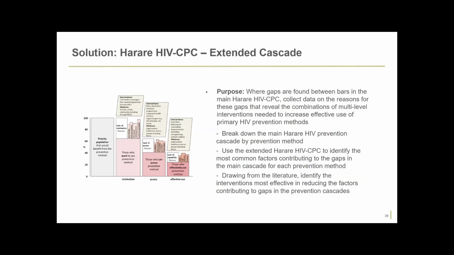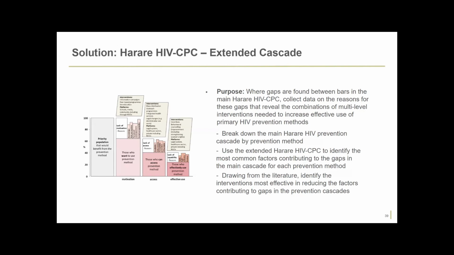As you can see, from the priority population, which is bar number 1, out of those that are motivated to use these particular prevention methods, why do people lack motivation? What are the reasons? Then we need to find out, both from literature and from surveys, asking people, why are you not motivated to use these particular prevention methods? Then the possible interventions, we can get from the literature to say, what possible interventions can be implemented in order to make sure that gap is bridged.